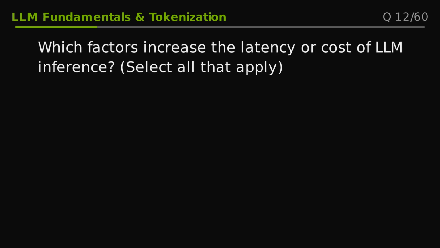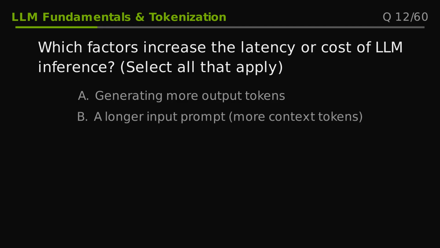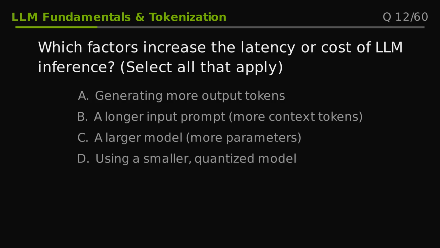Question 12. Which factors increase the latency or cost of inference? Select all that apply. Option A, generating more output tokens. Option B, longer input prompt, more context tokens. Option C, larger model, more parameters. Option D, using a smaller quantized model.